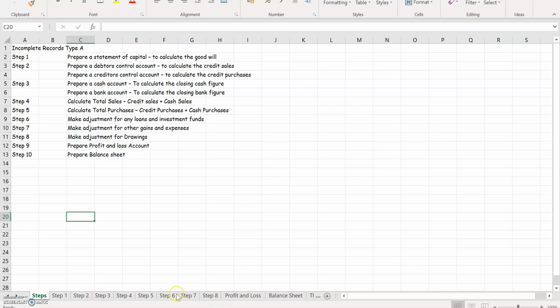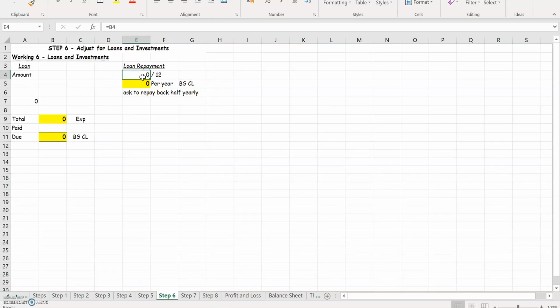So if we look at the installments, it's going to be 84,000 in 12 equal installments, so 7,000 per year, and it's going to be in your balance sheet as your current liability. So it's asked to repay back half yearly. So it starts on the 1st of June. So that's your 7,000 will go into your balance sheet as a current liability.